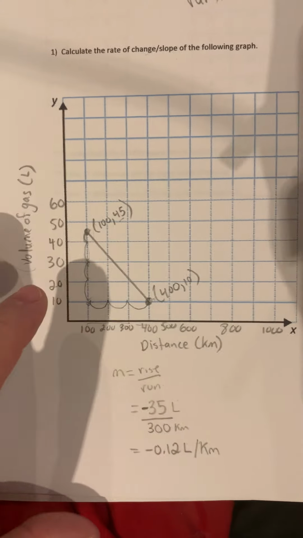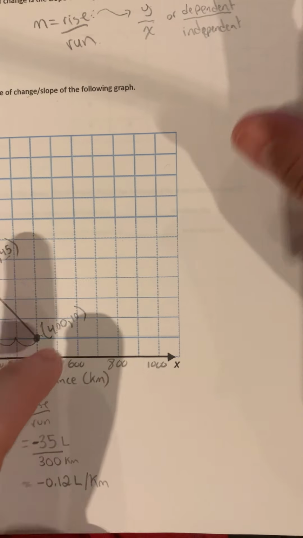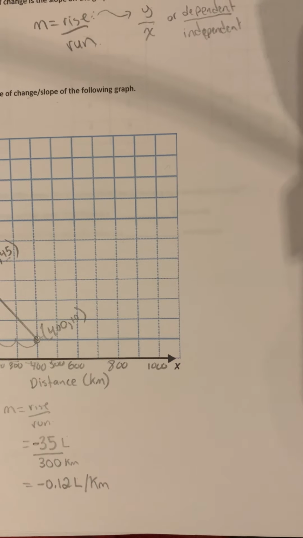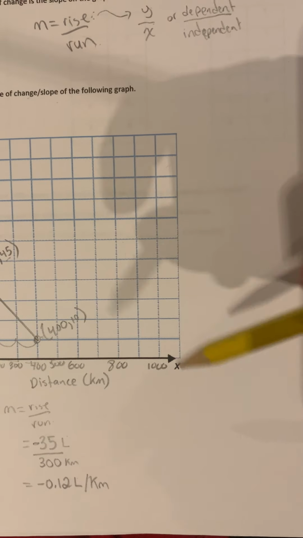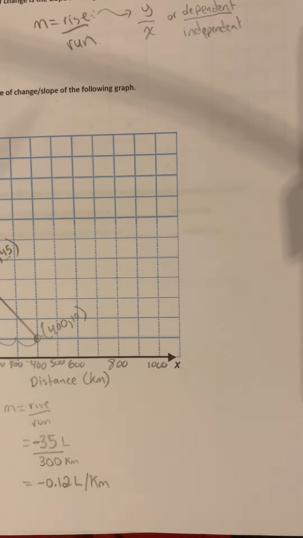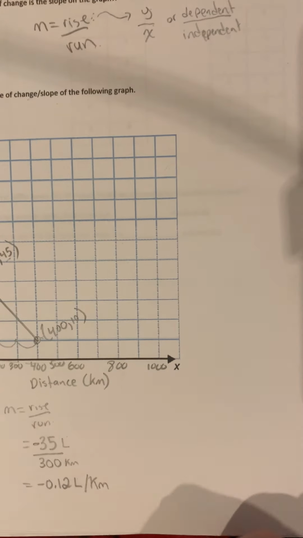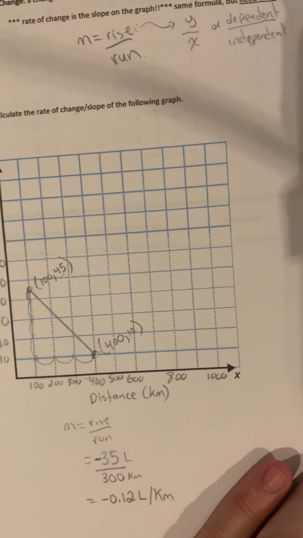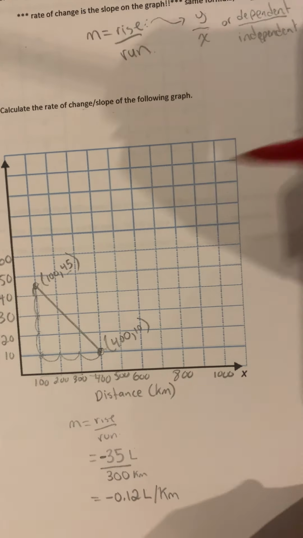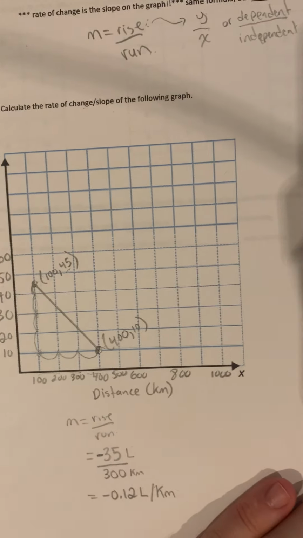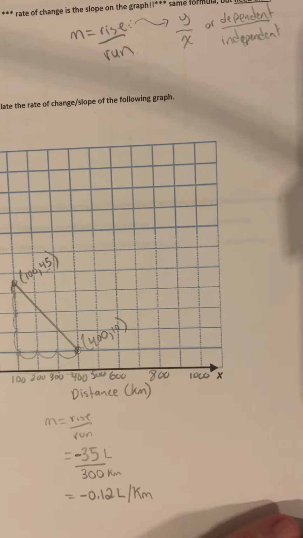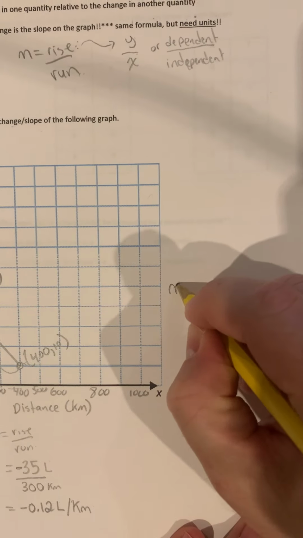Okay, so now I'm going to show you a generic or a general formula that you could use for any points on a graph if you want to calculate the slope or the rate of change. Okay, so say we didn't know this counting method. What we could do is use a formula, and it's this.